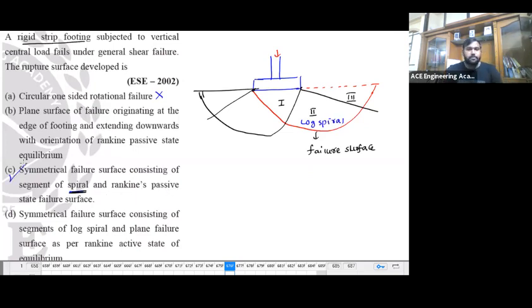Yes, option C. Symmetrical failure surface consisting of a segment of log spiral and Rankine's active state. No, it's not Rankine's active state. It's Rankine's passive state. Okay. Yes. Understood?